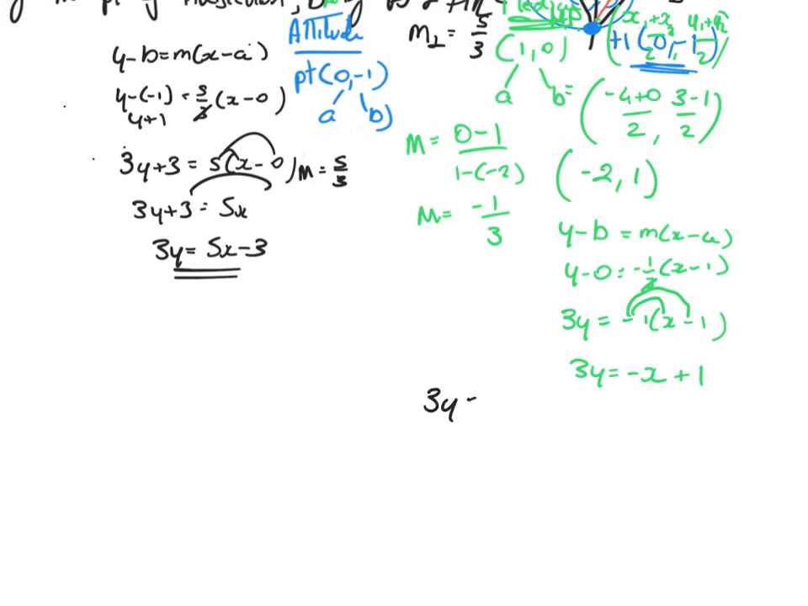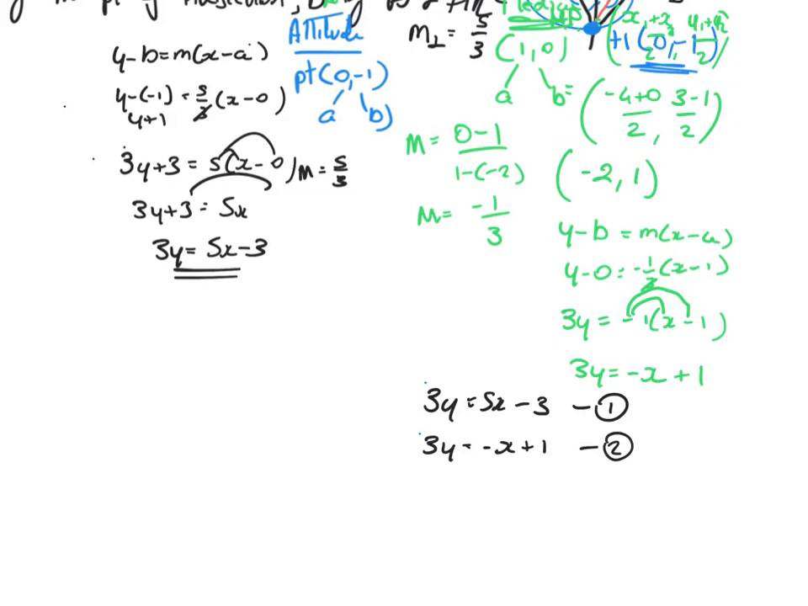Okay, so 3y equals 5x minus 3. I'm going to call that equation 1. And 3y equals minus x plus 1. I'm going to call that equation 2. Okay, now this is quite easy to get going with. I'm going to obviously eliminate the y's.